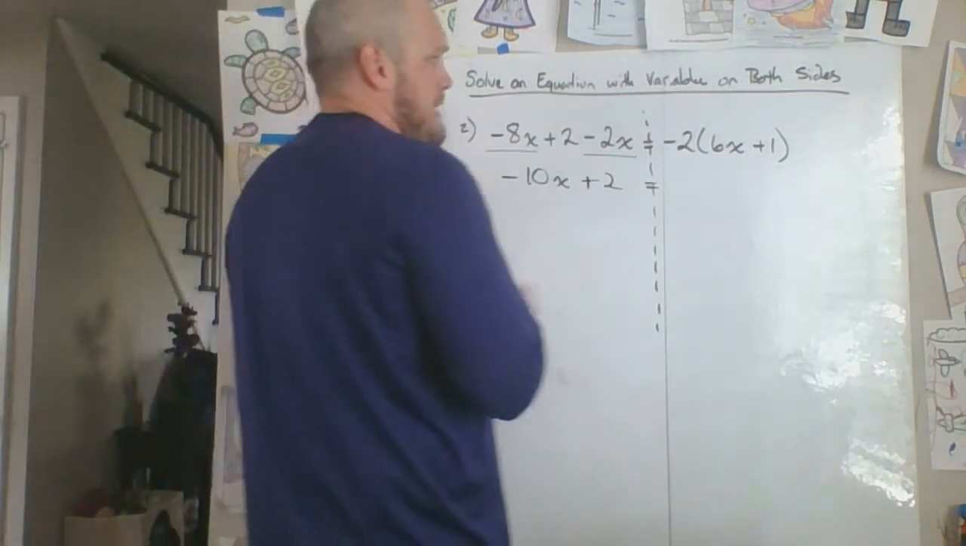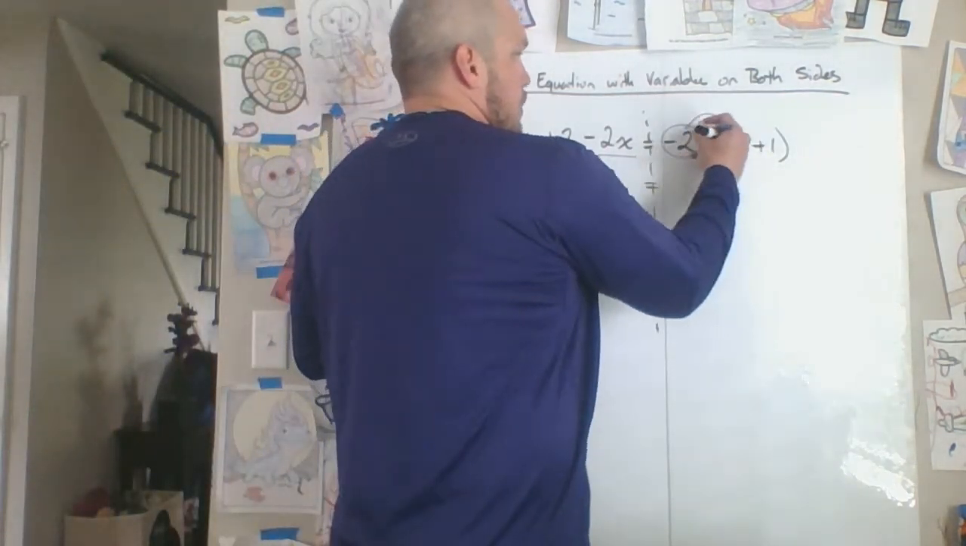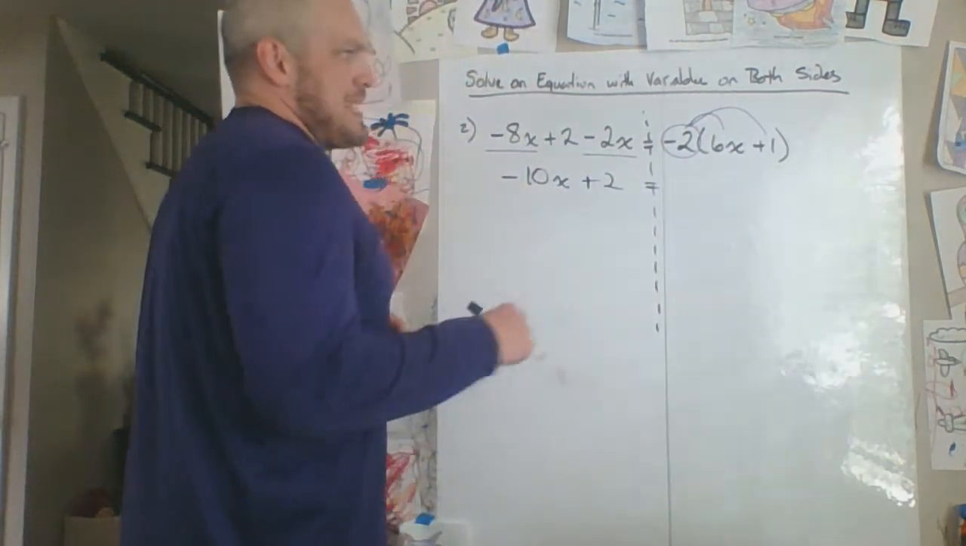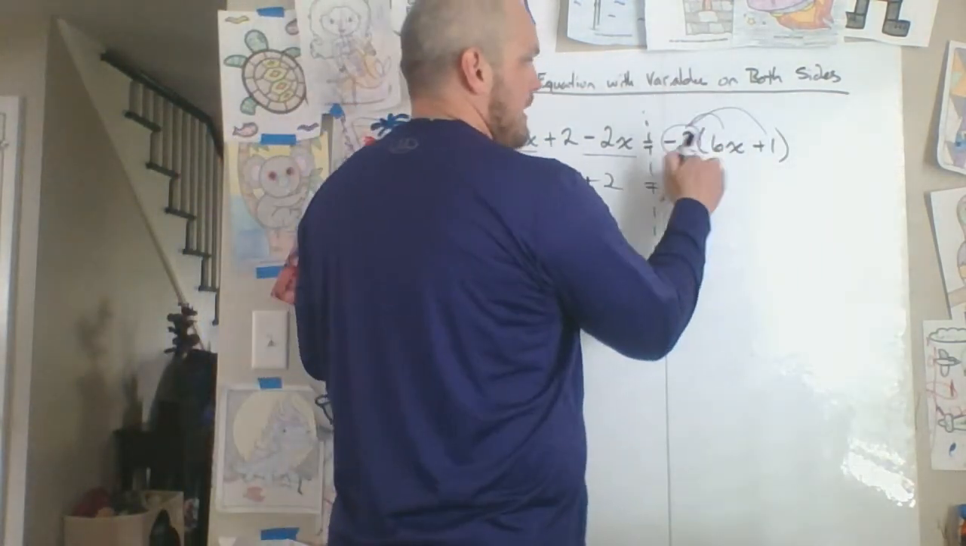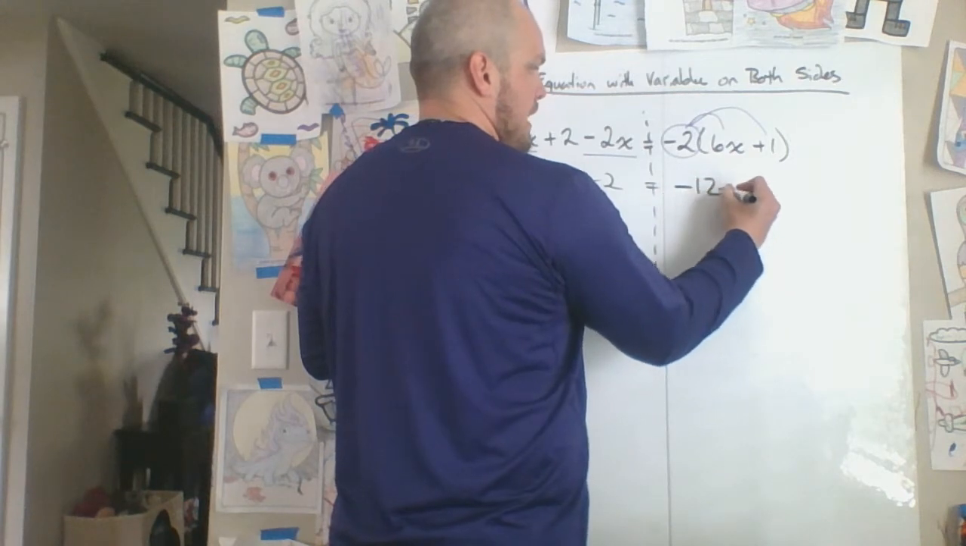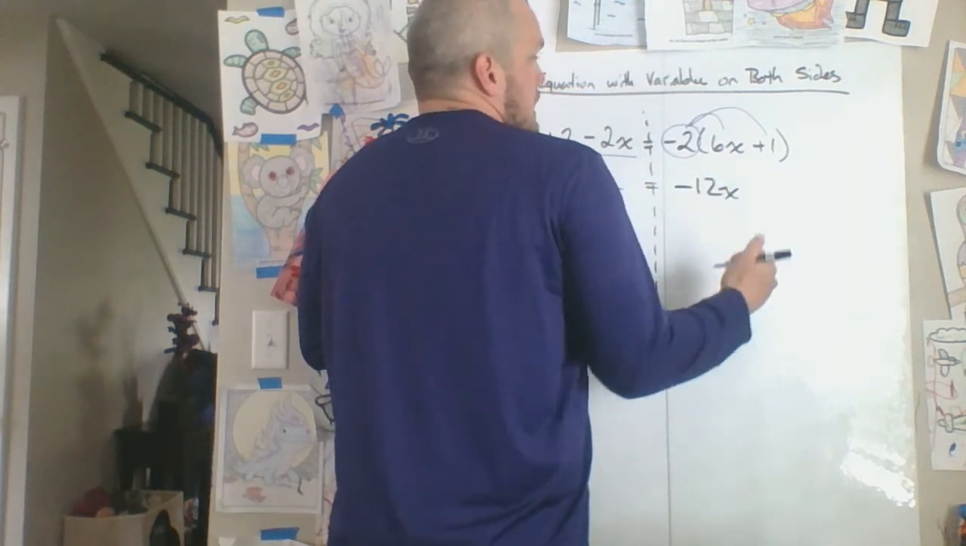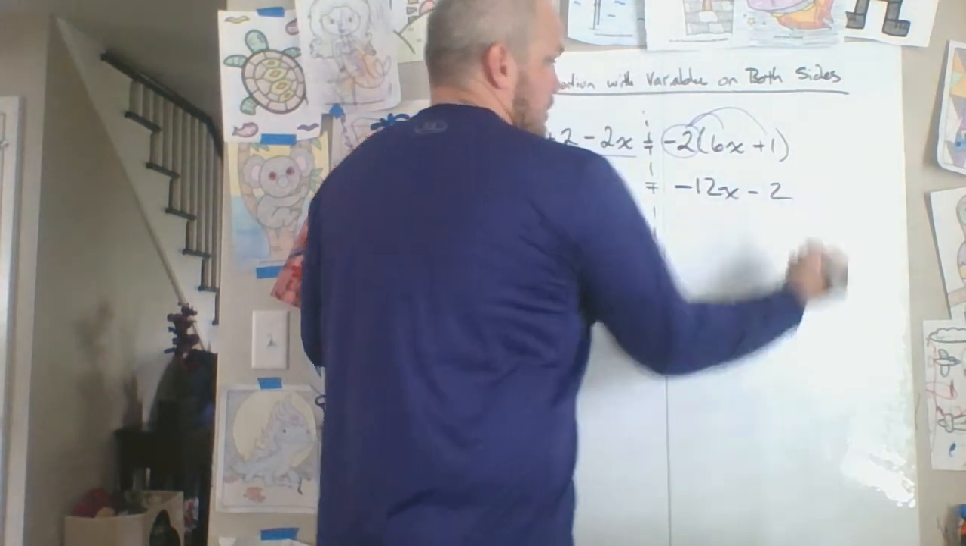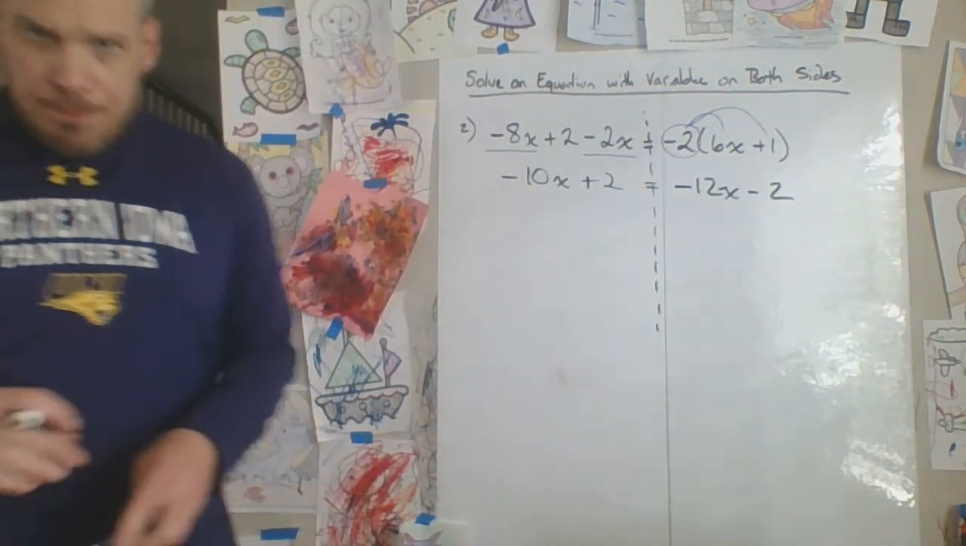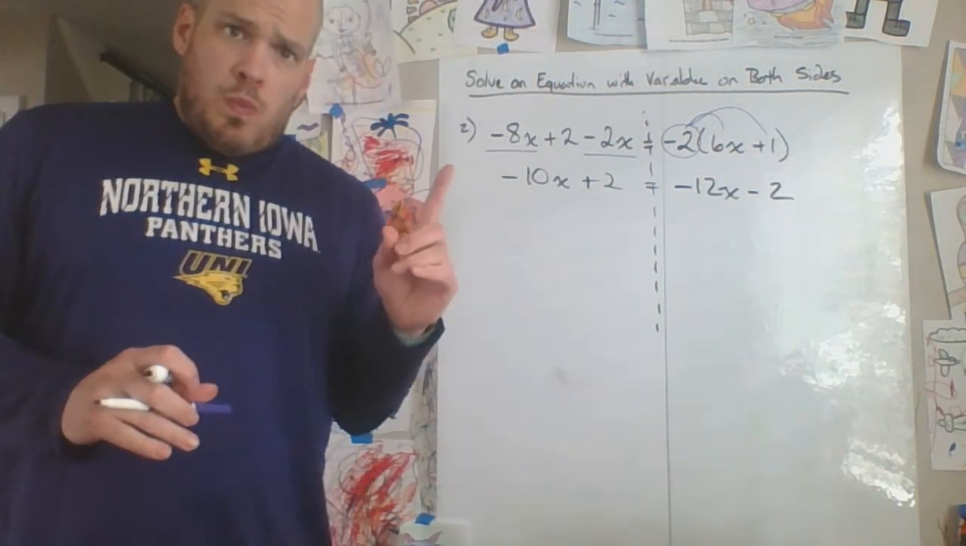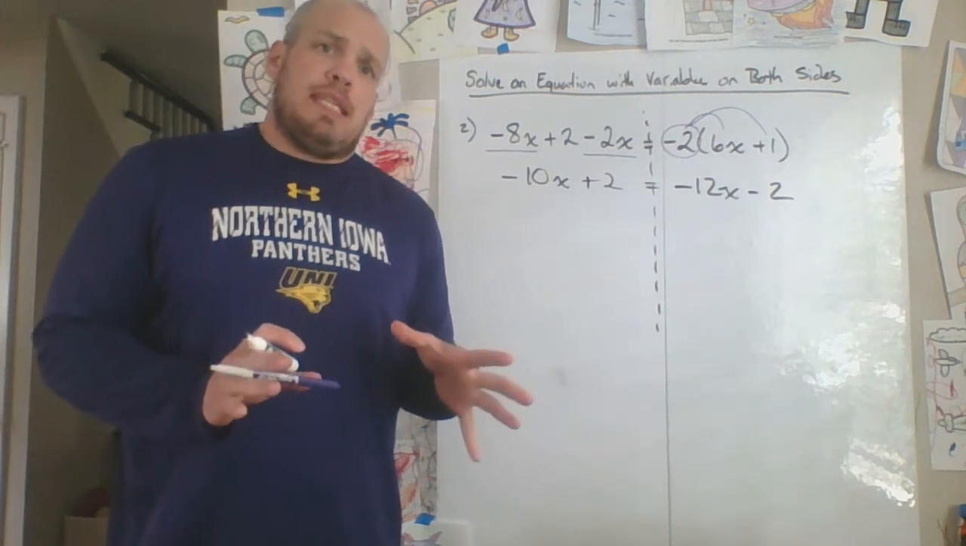We need to simplify the right-hand side by distributing. We're distributing negative 2 to both 6x and 1. So negative 2 times 6x is negative 12x. Negative 2 times 1 is minus 2, or plus negative 2. So we completed step 1. We simplified both sides of the equation.